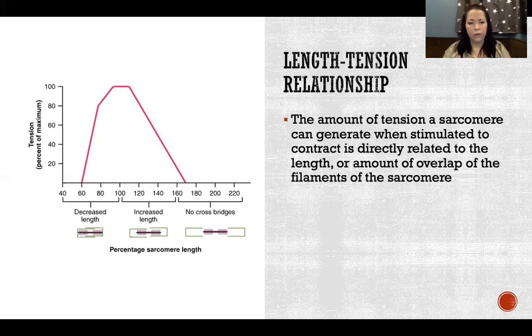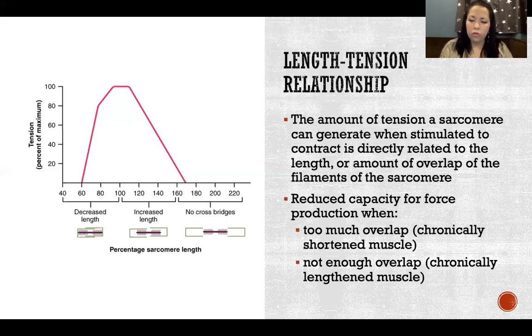And in this graph on the left, we can see that there's that optimal amount of overlap somewhere in the middle. And in the bottom of our little graph here, it shows a picture of what a sarcomere might look like in that position, where we have a moderate amount of overlap. And then we have significantly less force production going in either direction, all the way down to zero, where we have too much overlap to begin with or not enough overlap to begin with. Okay, so that's what the length-tension relationship is saying. So reduced capacity for force production when we have too much overlap.